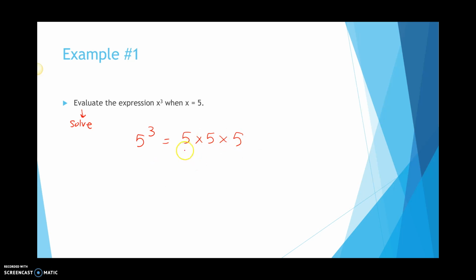When we multiply this out, 5 times 5 is 25, and 25 times 5 gives me an answer of 125. Remember, I want you to show your work, and then I'd like for you to circle the answer.